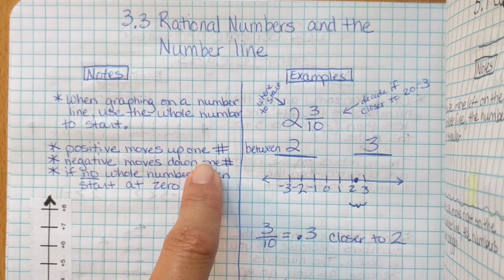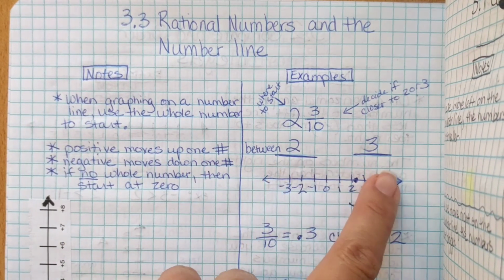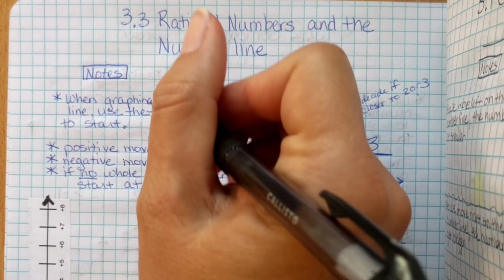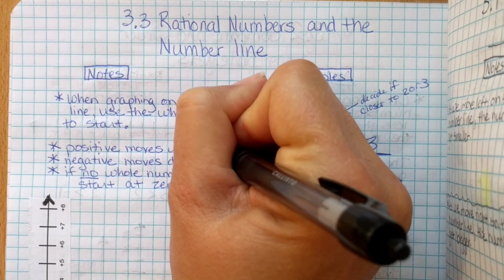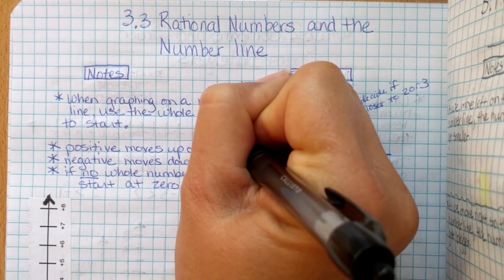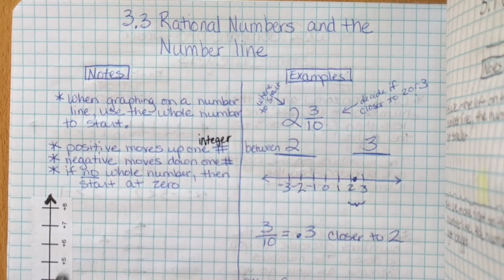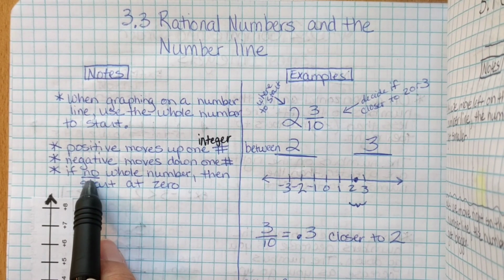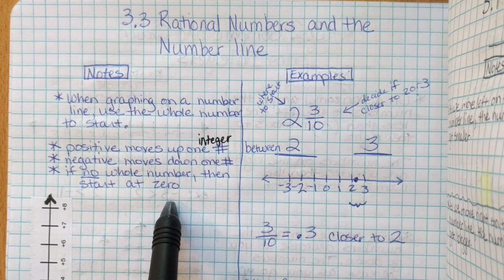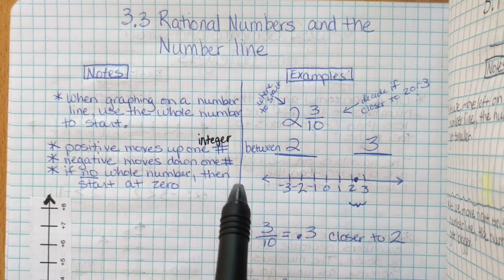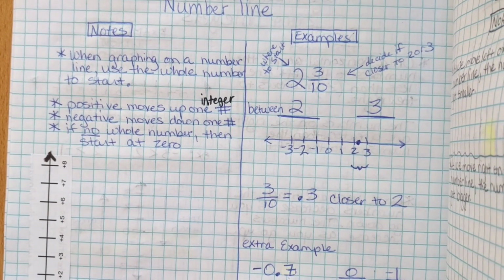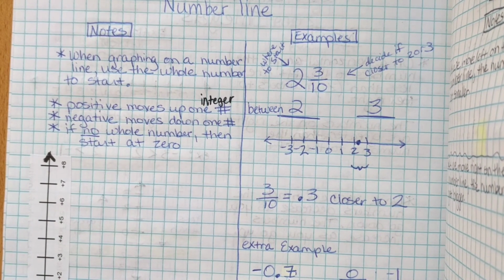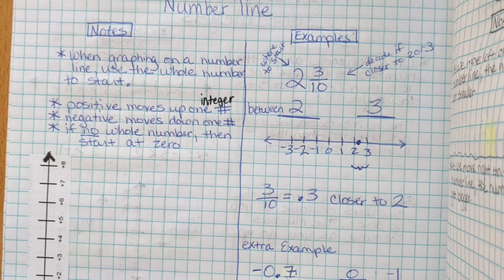Positive moves up one number when you're doing your integers. I should write the word integer there. I'm going to change that. Integer. Negative moves down one integer. If no whole number, then you start at 0. Okay, and there's our examples, and I'm going to give you a couple of number lines to put in your notebooks as well. All right.